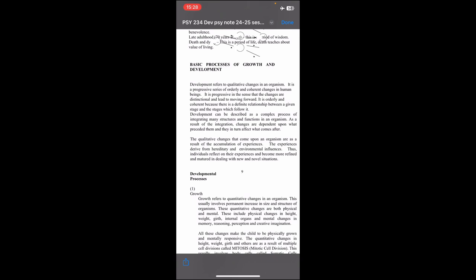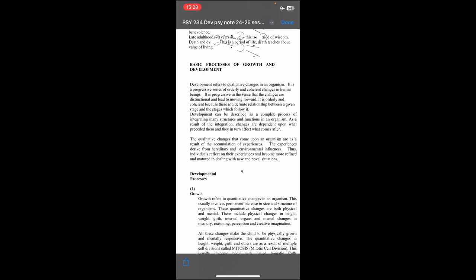So it is progressive in the sense that changes are directional and lead to moving forward. It is orderly and coherent because there is a definite relationship between a given stage and the stages which follow it. So again, let me give another example. When a woman moves into menopause, she didn't grow, she just developed, she just went into the next stage.